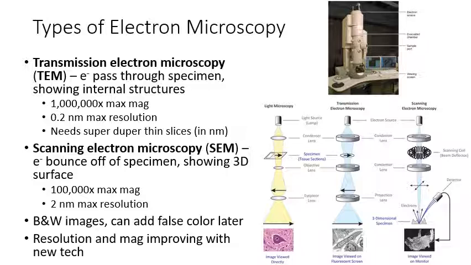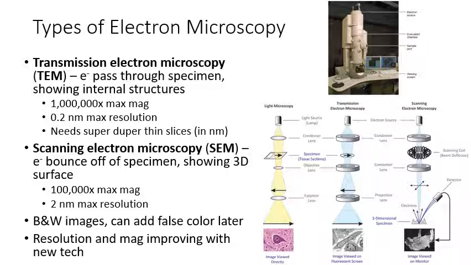Then you have scanning electron microscopy, where the beam of electrons that you shine onto the specimen comes down from on top, and then the beam bounces off the surface of the specimen instead of going through it. So this shows you the terrain, or the topography, of the specimen surface, or the basic outside shape of the specimen. Also with extremely high magnification and small resolution.